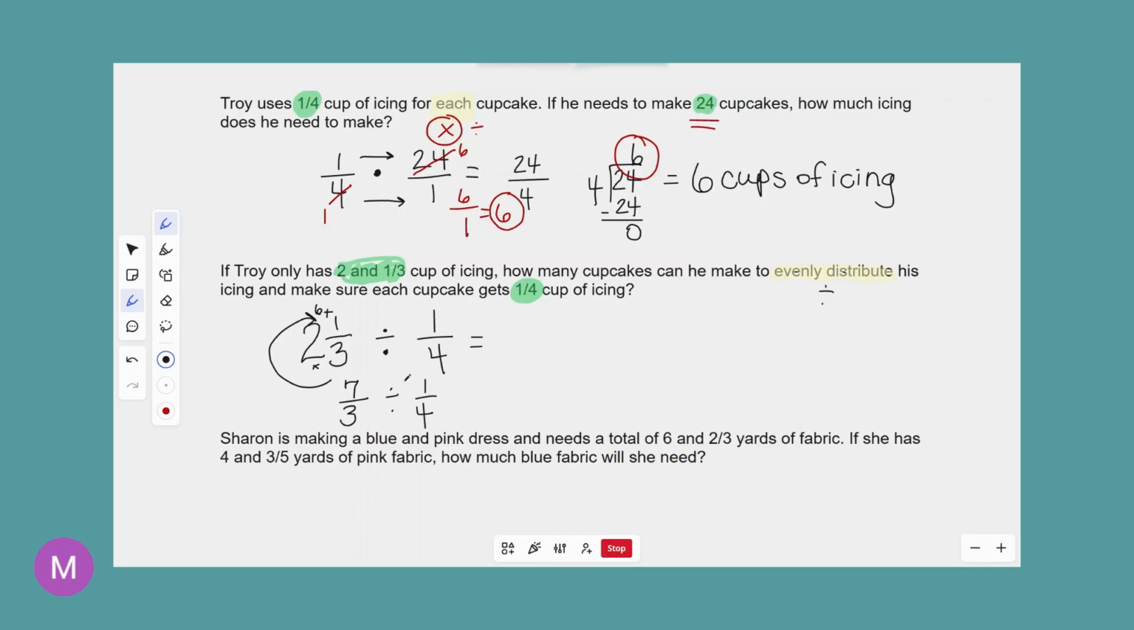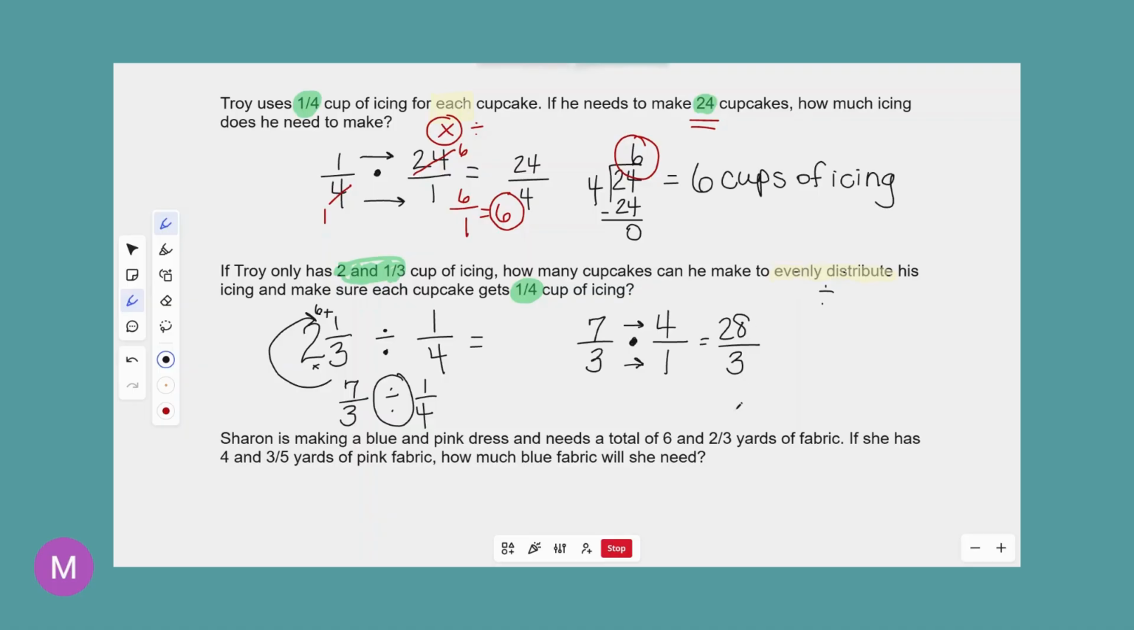But we have division. So how do we divide fractions? We're going to keep, change, flip. Okay, so we're going to keep the 7/3, change division to multiplication, and flip that second fraction. So the inverse of division is multiplication. The inverse of 1/4 is 4/1. And now we can go straight across. Look and see, can you cross simplify? Not this time. So we're going to go straight across. So we have 7 times 4 is 28. 3 times 1 is 3.